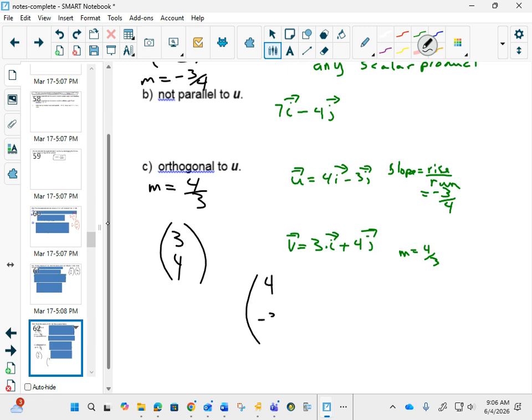So we started with 4 and -3. We're going to do dot product with two things, and we need it to equal 0.